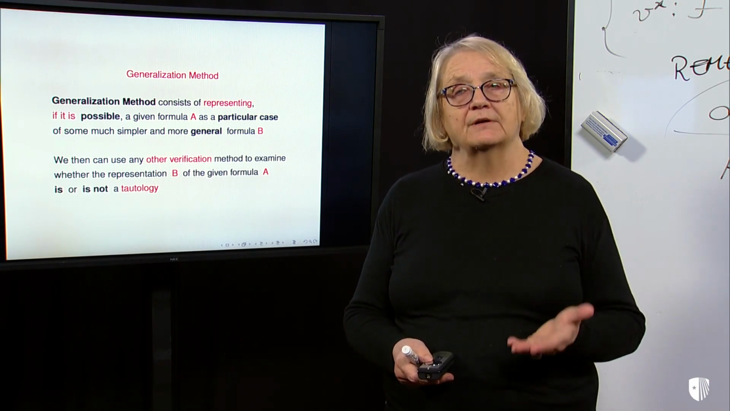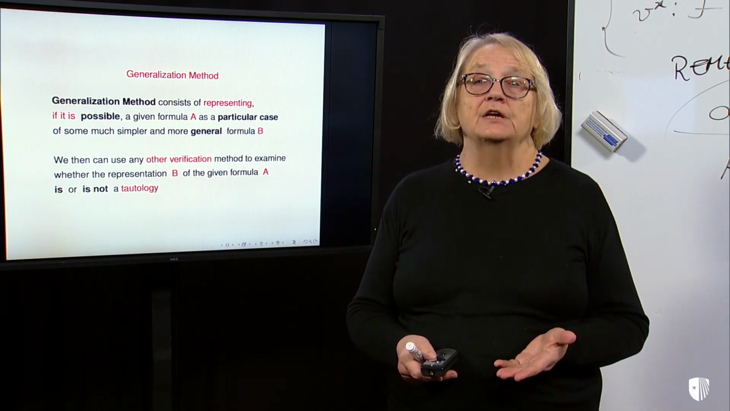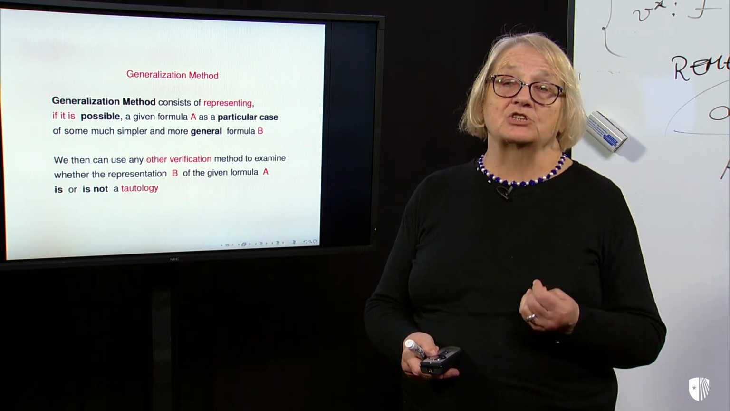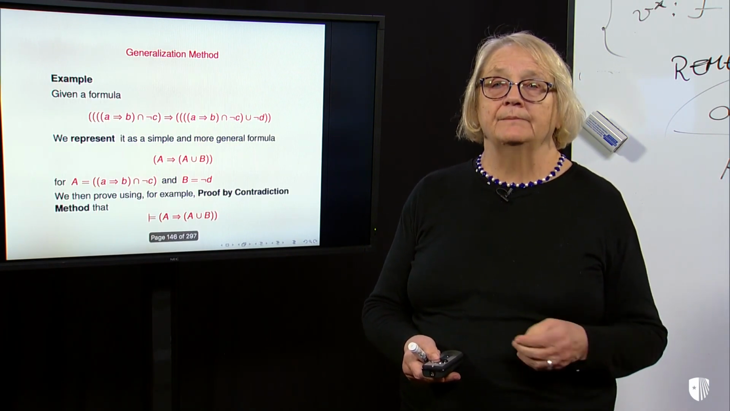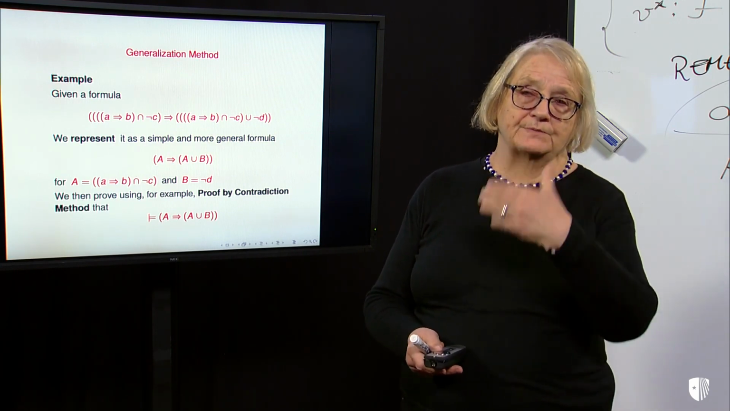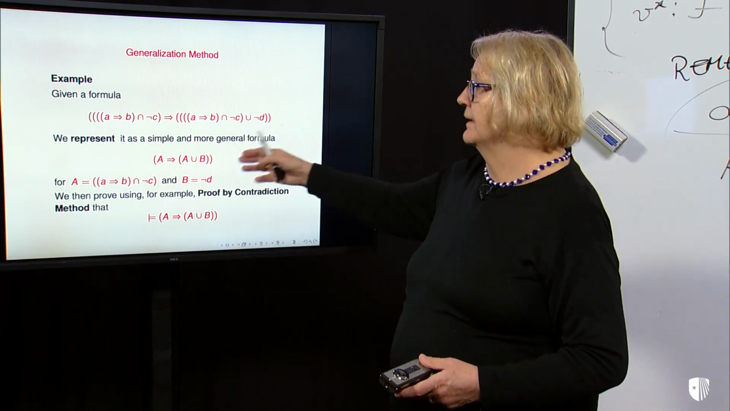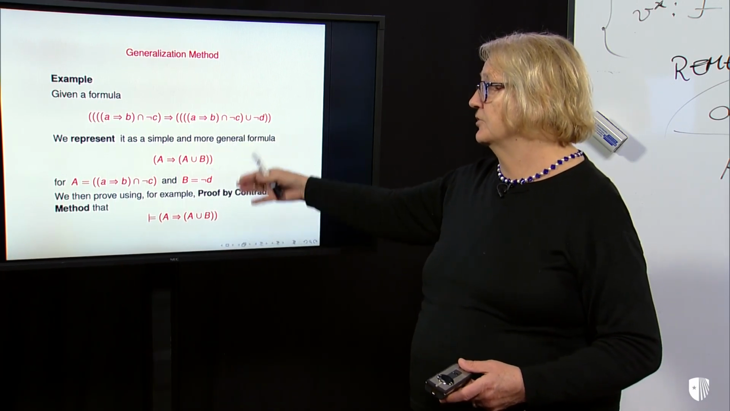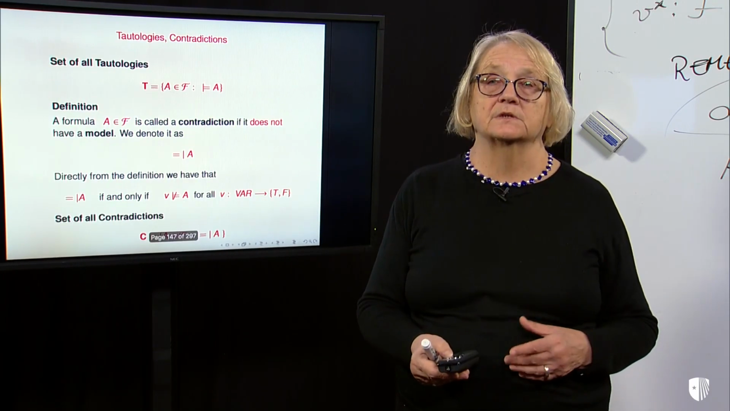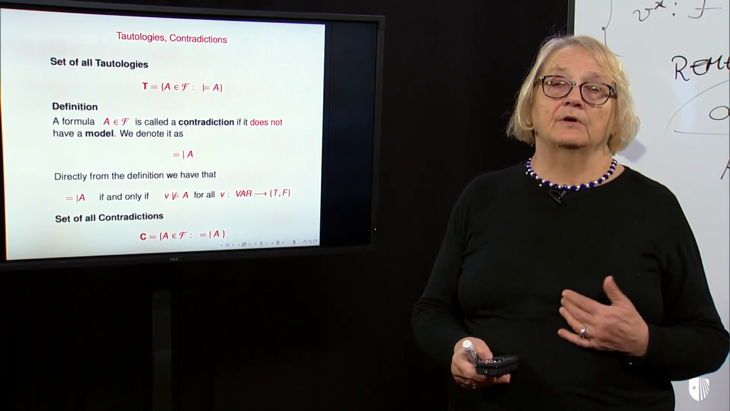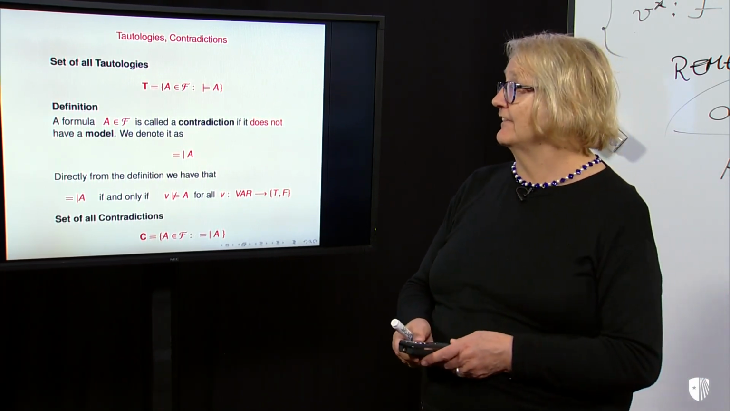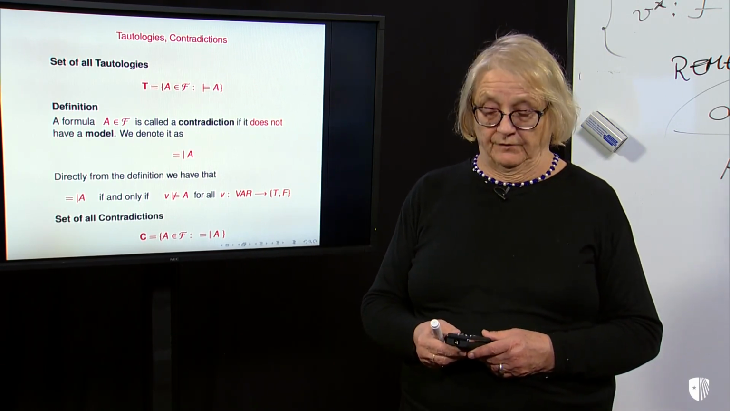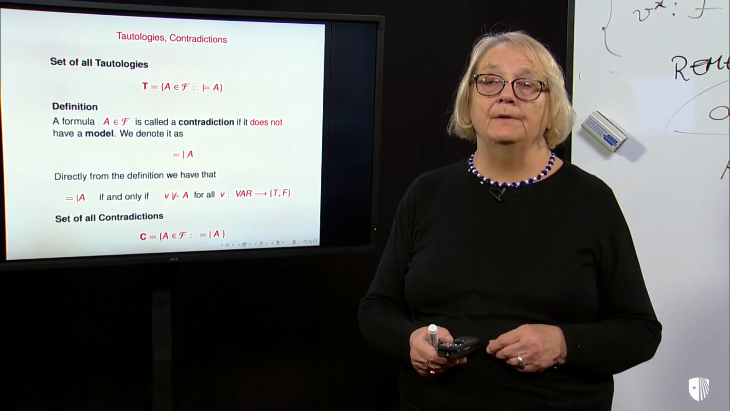Good, and you also have the generalization method, which is that a given formula is a particular case of some much simpler, more general formula B. And here is your substitution method. You have a more complex formula, and this formula is a substitution of that. So this is a tautology because that is a tautology. Now you have a set of tautologies, fat T, and we use it for classical tautology, remember?